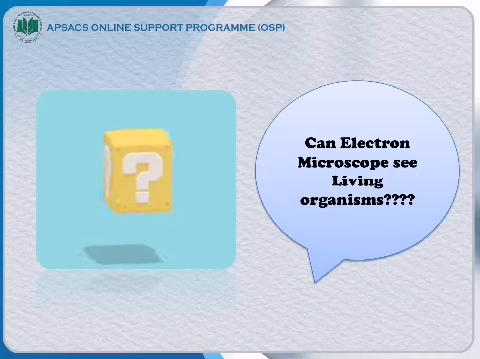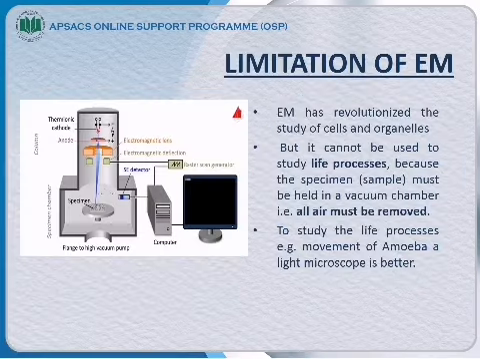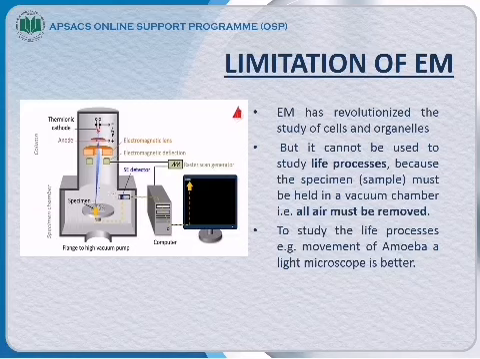There is a question to assess your knowledge: can the electron microscope see living organisms? Is it so? Yes, there is a limitation of the electron microscope as well. The electron microscope is not used to study life processes because the sample must be placed in a vacuum chamber, which means all air must be removed. So to study life processes, we must go for the light microscope.